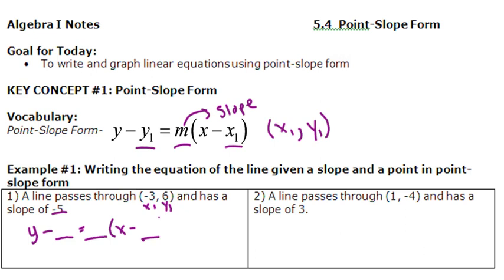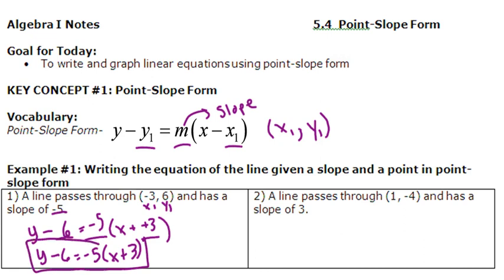So my y1 is 6, so it's y minus 6. My slope is -5. And my x value is -3, so it's x minus -3. I know that minus a negative makes plus a positive, so I'm going to change that, but now I have my answer. Y minus 6 equals -5 times x plus 3. And I'm done. That's my answer. This is point-slope form.